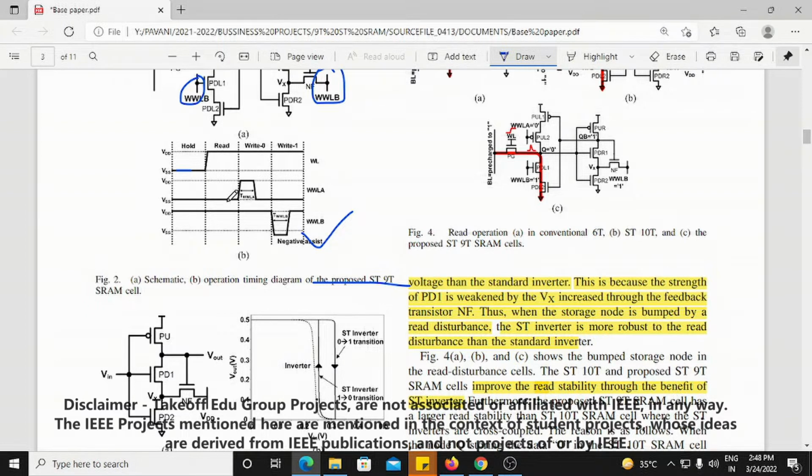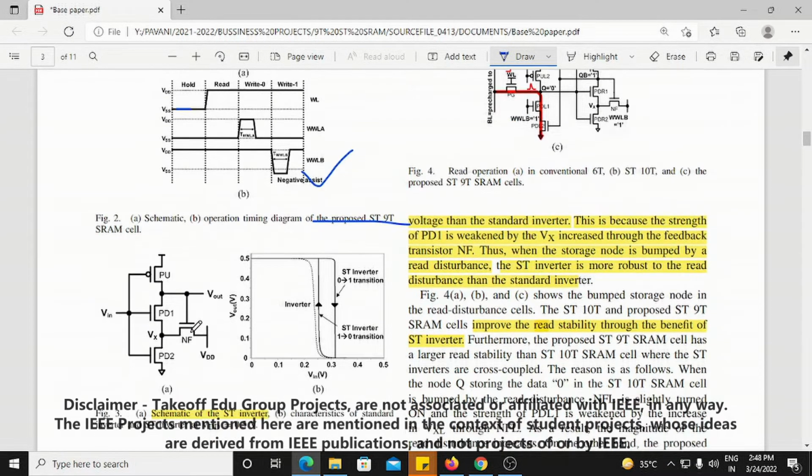This comes under the read operation. Next, for the write 0 operation, for some time the WWLA should be 1 for some instance, and later on it decreases to 0, but WWLL seems to be constant. So what are the reasons and how does it operate? Now we will see.